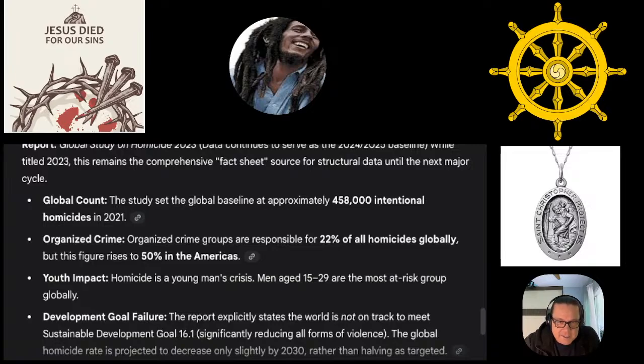And then we move on to the youth impact. Homicide is a young man's crisis. Men between the ages of 15 and 29 are the most at-risk group globally. So if you're between the ages of 15 and 29, you are the most likely to be murdered. And that has a lot to do with your hormones and the fact that you're probably 15 to 29 years old. You have different ideas about what it means to be a man and masculinity and trying to grab and seize power and stuff like that.